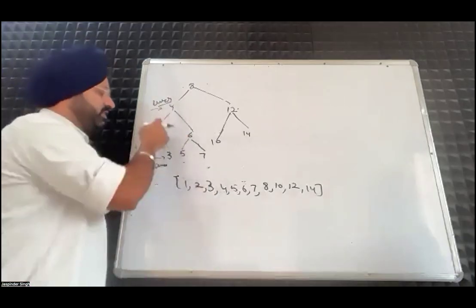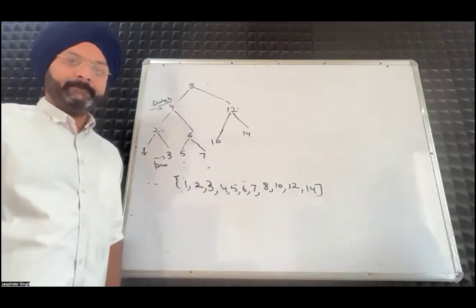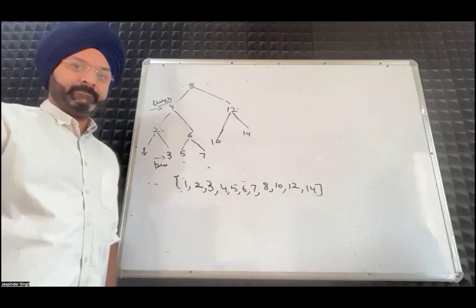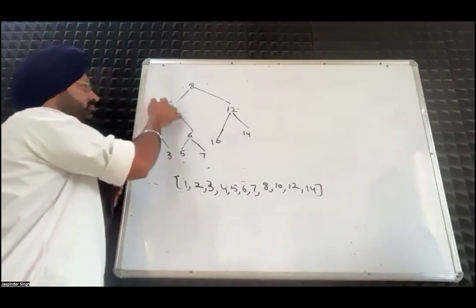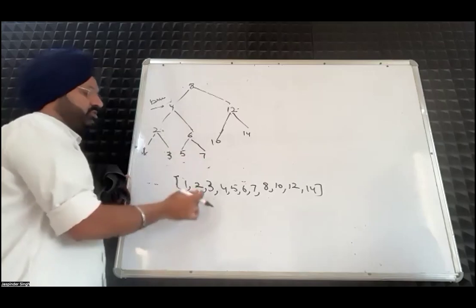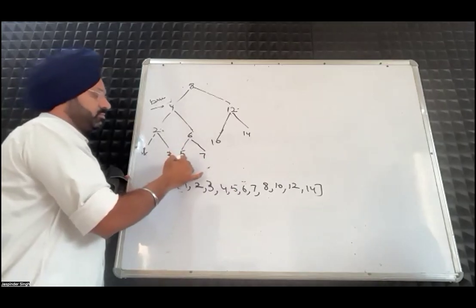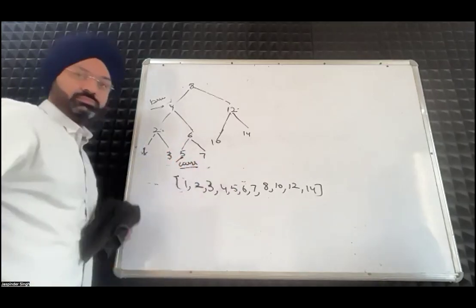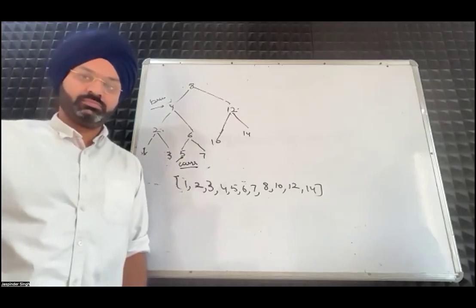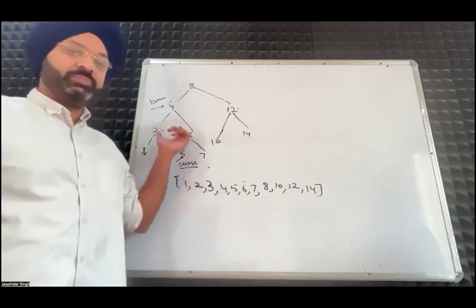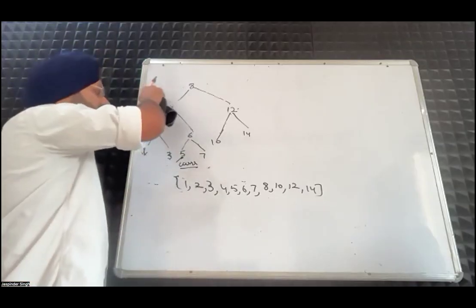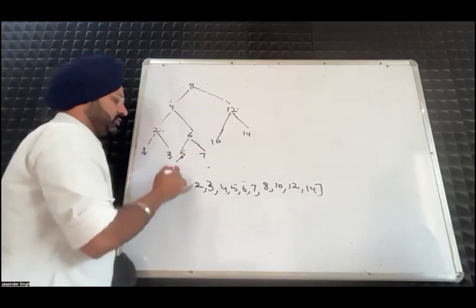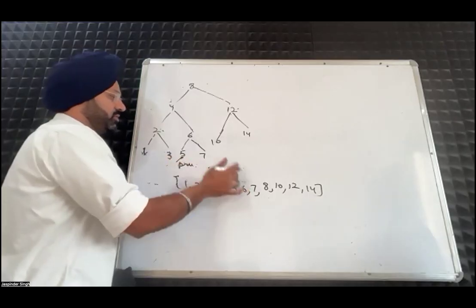Just check 4 is greater than 3. Yes, it is greater than 3. Then move the previous to the current position. Next position of current is what? 5. Just check current with the previous. Is 5 greater than 4? When it is fine, move the previous to the current location. Current to next location.